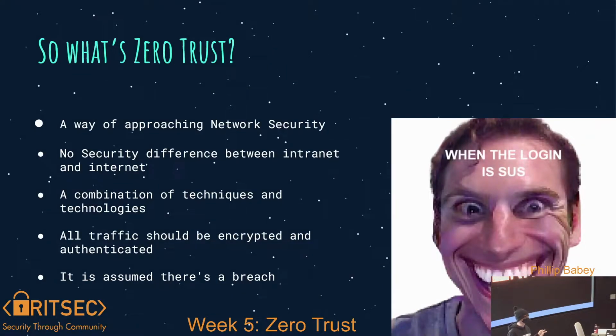So, what's zero trust? It's a way of approaching network security of implicitly assuming stuff is bad. Basically, you're assuming there's no security difference between intranet or internet, aka inside or outside. It's a combination of different techniques and technologies to make sure all traffic's encrypted, all traffic's authenticated, and that anything going on inside your network is good traffic, and you assume by default that there's a breach so that there isn't much lateral movement. So what's it made of?